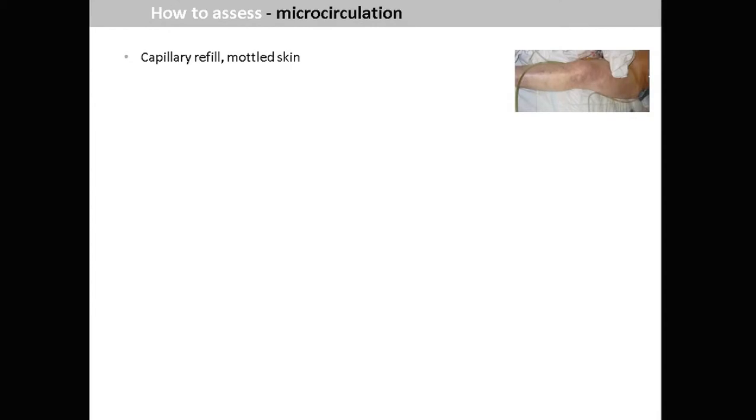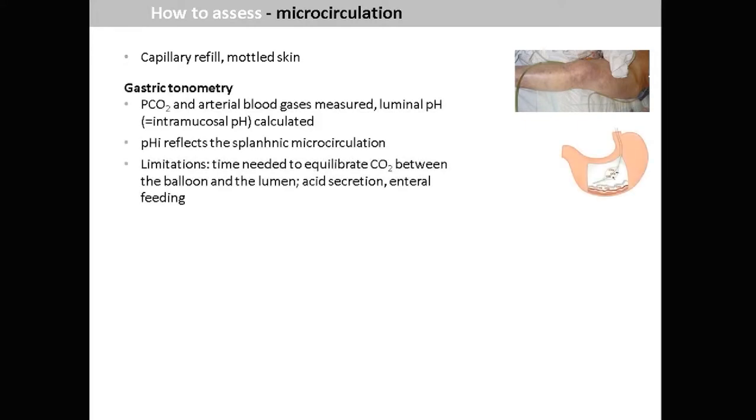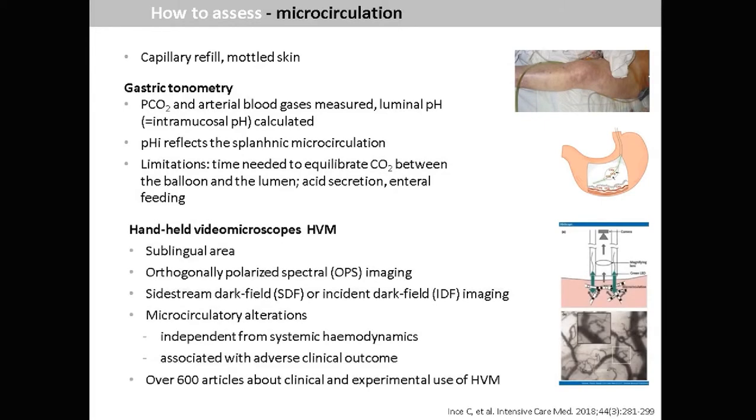macrocirculation. Do we have something better in microcirculation? Can we assess that better in the splanchnic area? Unfortunately, not. In clinical practice, often what we have left is capillary refill and mottled skin, and that's something which we use in clinical practice. If there is mottled skin, maybe you'll be quite sure that similar problems are there. How can we measure microcirculation? We have two ways: gastric tonometry and handheld video microscopes.